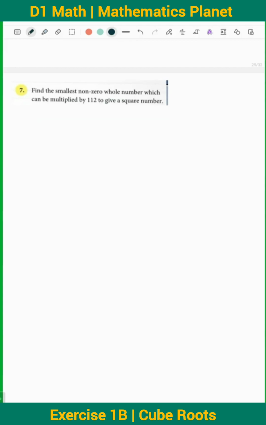Okay. Smallest non-zero whole number which multiplied with 112. So 112 is not a square number. So which smallest number should I multiply with 112 to give a square number? Yes. First of all, I will do the prime factorization.